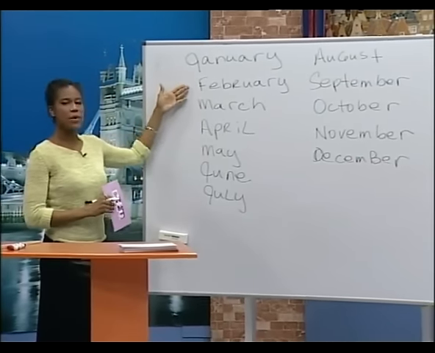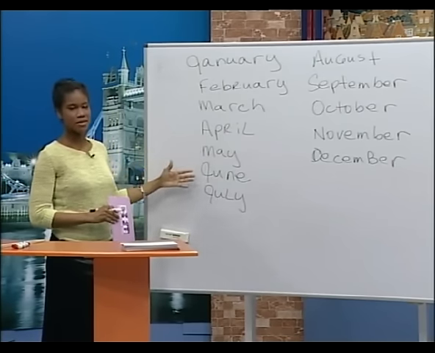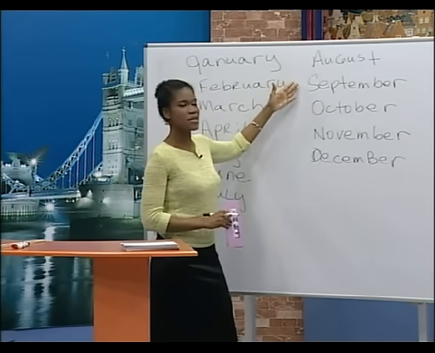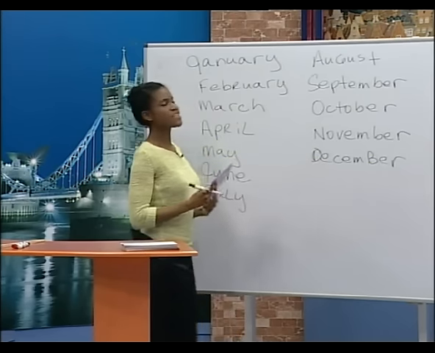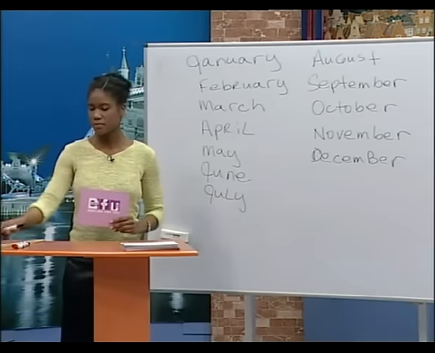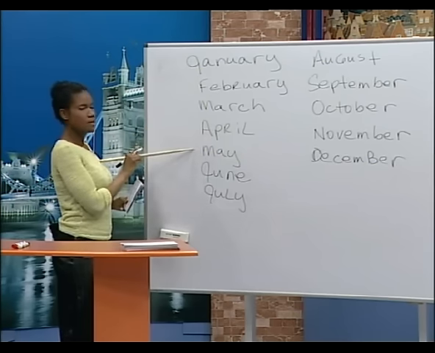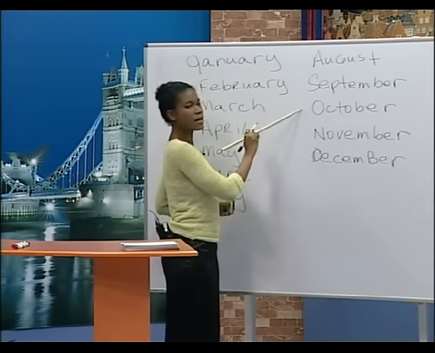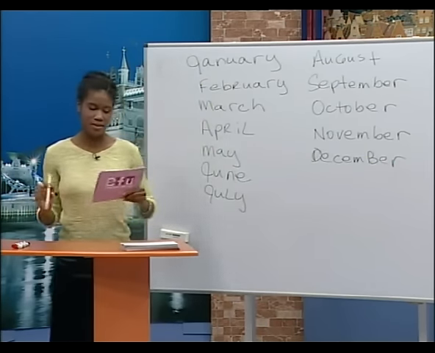January, February, March, April, May, June, July, August, September, October, November, December, the 12 months of the year. Most of the months have 31 days. These months are January, March, May, July, August, October, and December.